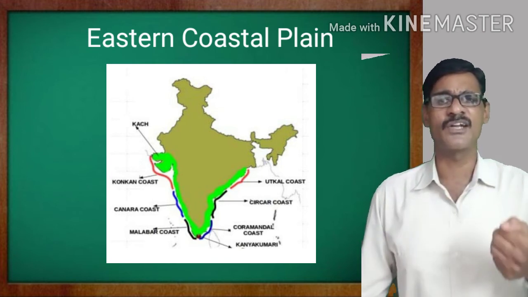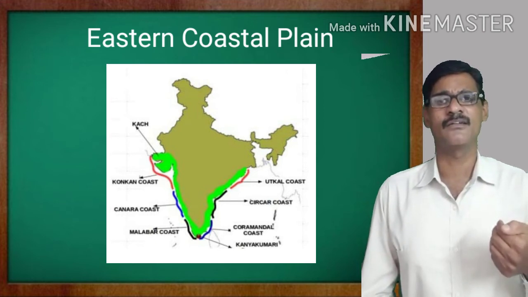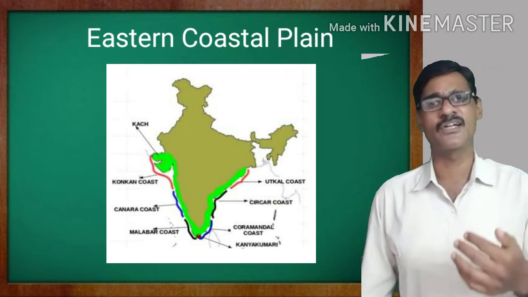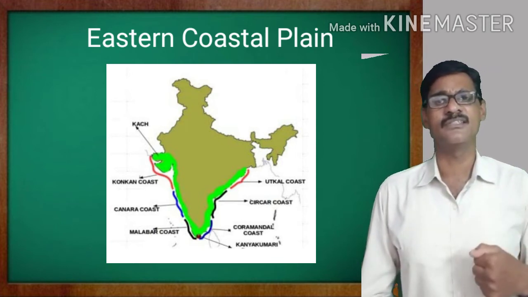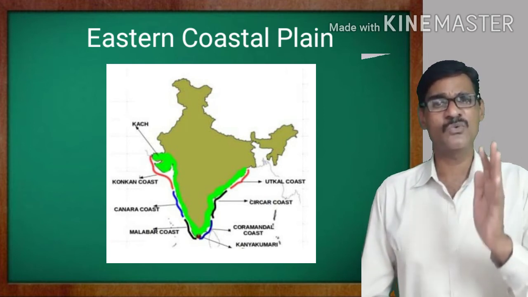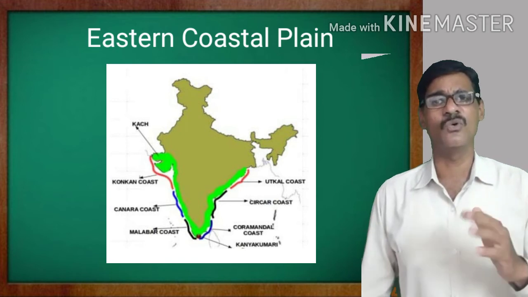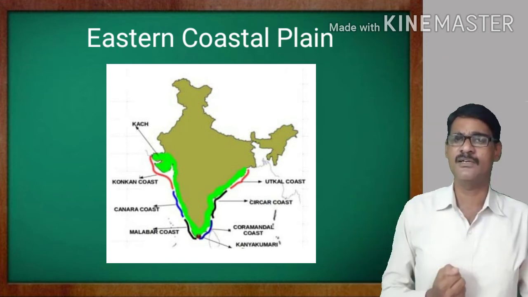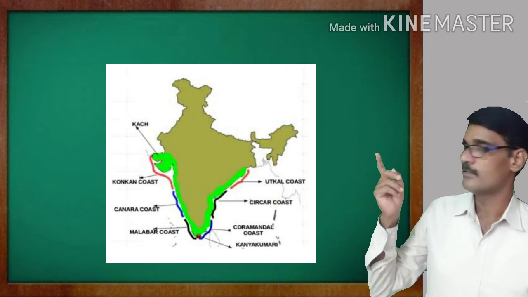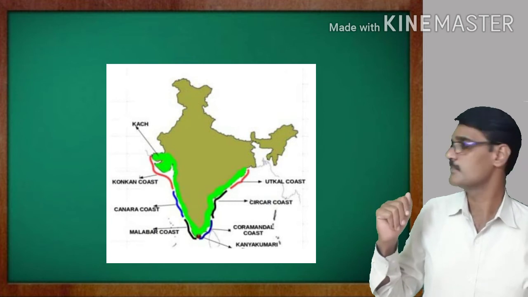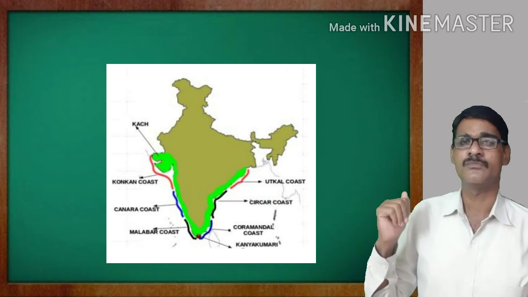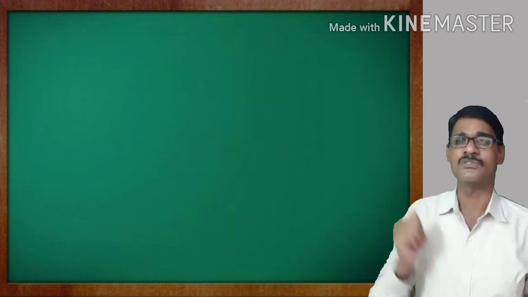The second fertile region, the first one being the Indo-Gangetic plain, is the east coastal plains. And these east coastal plains also have local names. In Odisha, they are called the Utkal coast, in Andhra Pradesh, the Sarkar coast, and in Tamil Nadu, the Coromandel coast.